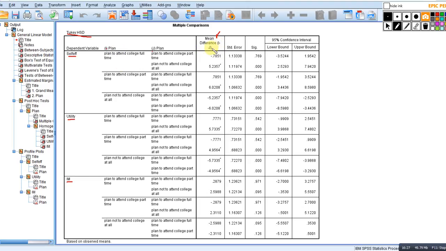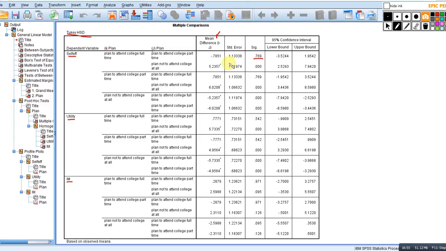So you can see the difference between those who plan to go to college full-time and those who plan to attend part-time. You can see the difference is negative 0.785. So people who plan to attend college part-time actually scored about 0.785 points higher on average on academic self-efficacy than those who plan to attend full-time. Nevertheless, this comparison yielded no significant difference.